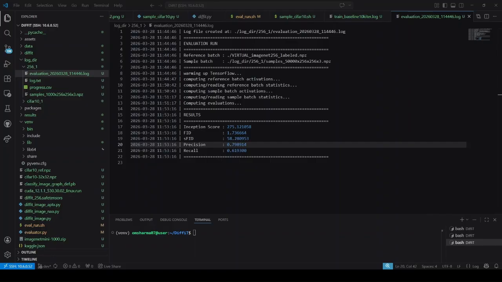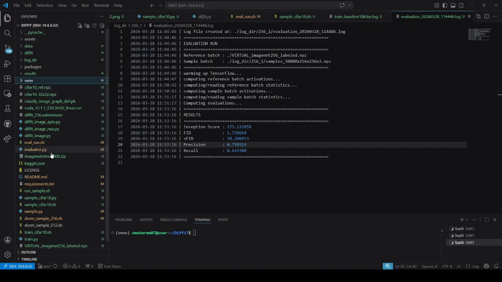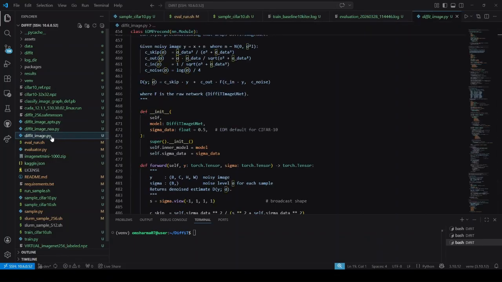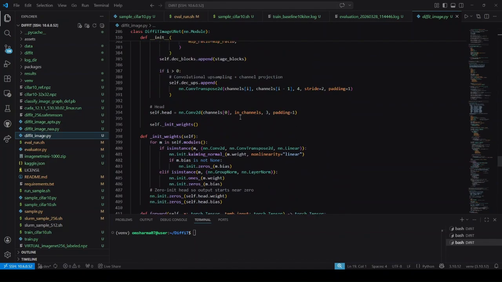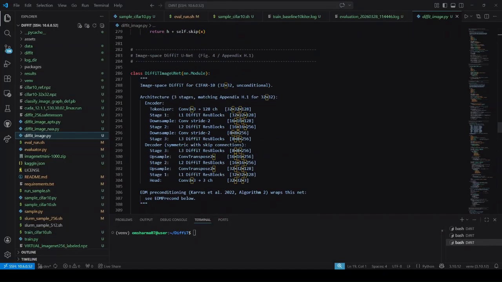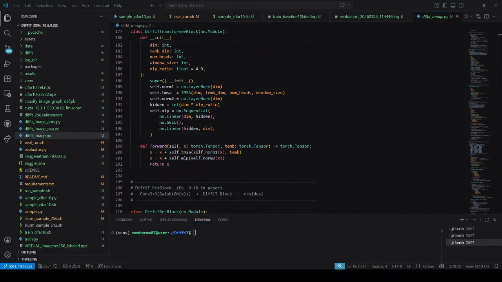And for our next reproducibility task, the repository didn't have the DiffiT image space implementation. So we implemented the DiffiT model for the image space, which directly encodes a 32x32 image of CIFAR10 and uses a U-Net-like structure to train it and evaluate.